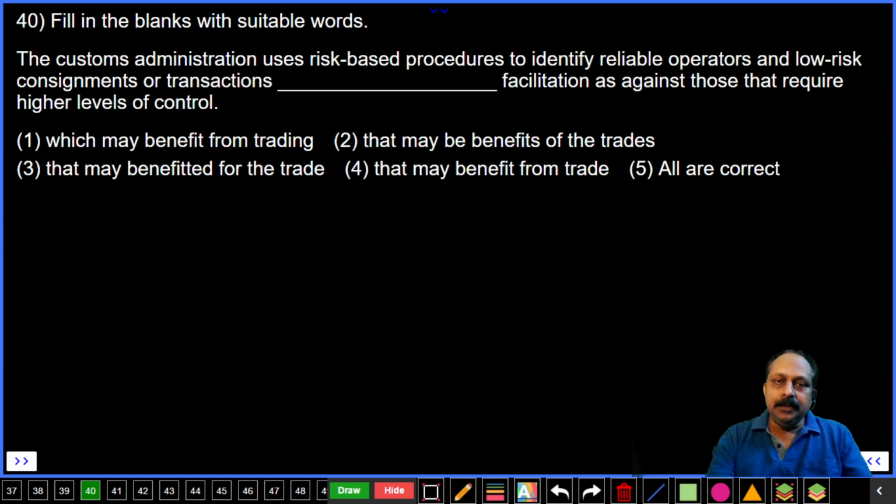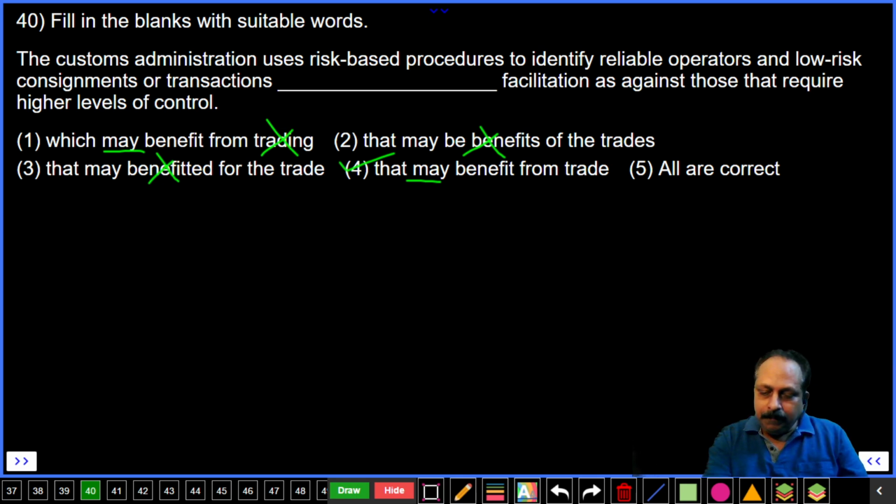The Customs Administration uses risk-based procedures to identify reliable operators and low-risk consignments or transactions which may benefit from trade facilitation. "From trading" is not correct. "That may be benefits" is grammatically not correct. "That may benefited" is not correct, because there is a helping verb here. After the helping verb we need to use the basic form without "to", the bare infinitive. That may benefit from trade facilitation. It is not "from trading facilitation", it is "from trade facilitation". Answer should be the fourth option.